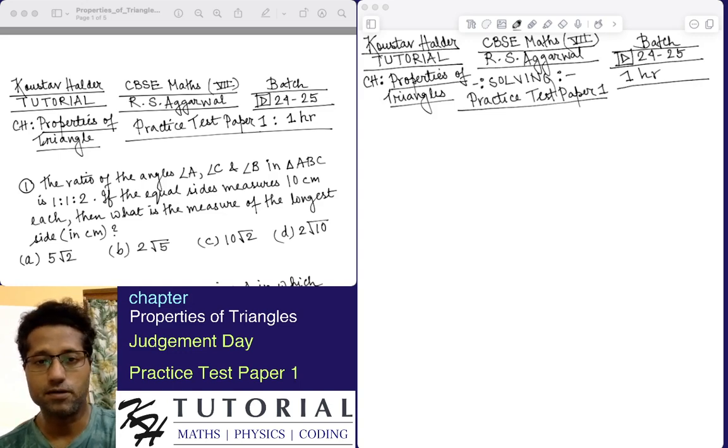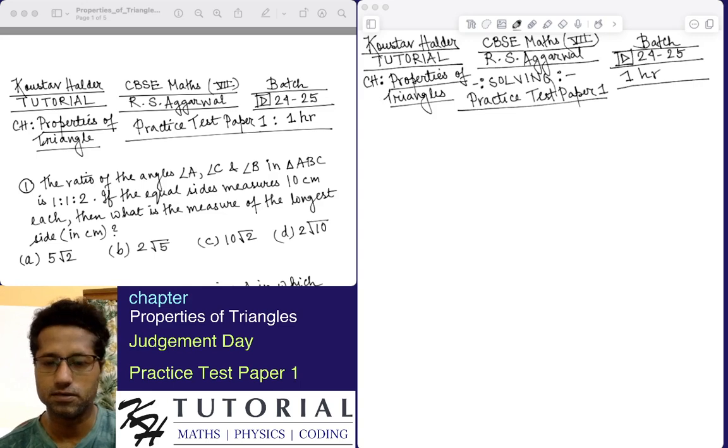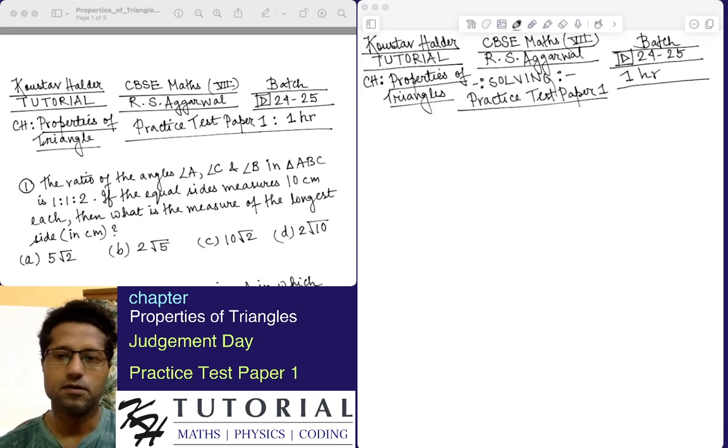So this practice test paper 1 will have 15 MCQ questions, and roughly you should be able to complete this test paper in an hour, that is 4 minutes per question.